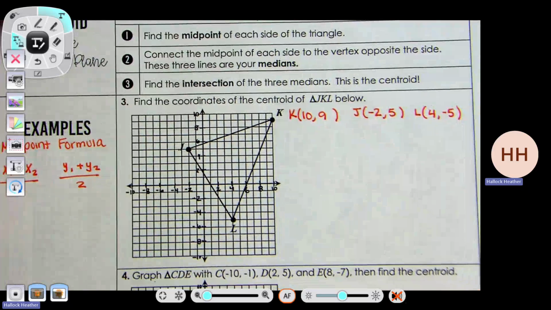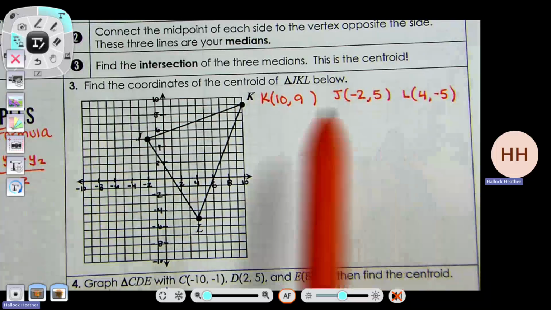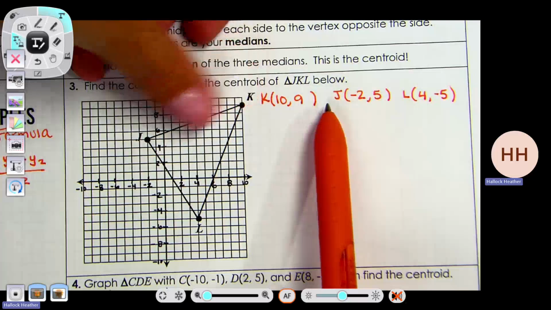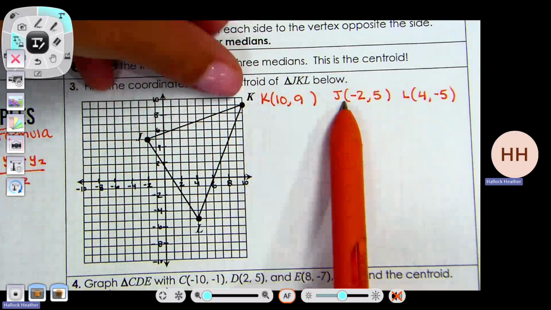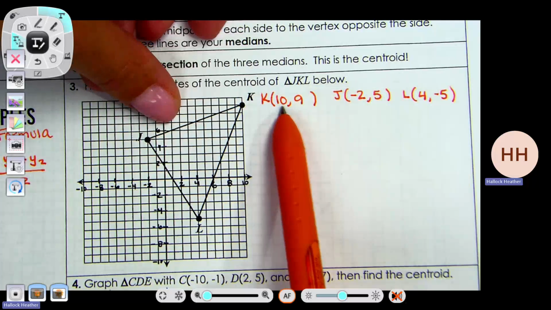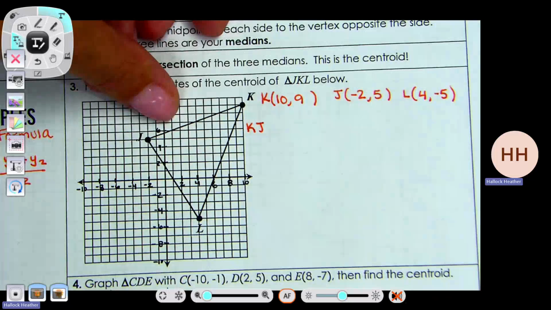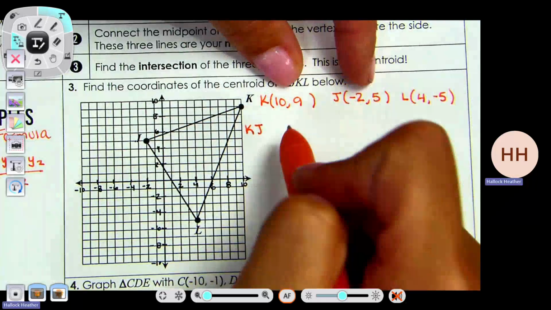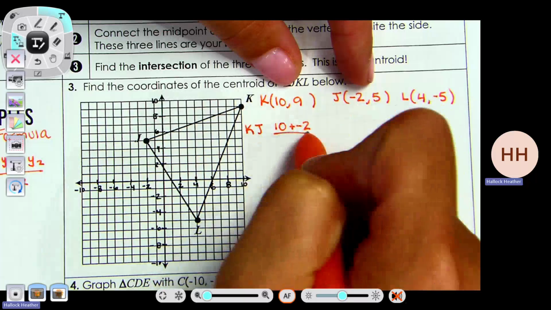So it does not matter which side you start with. I'm just going to start with the first side, like JK, because that's the first 2 I wrote, just because. So basically I need to figure out where in the middle is the midpoint of JK. So I'm going to use these 2 coordinates, J and K, to find the midpoint. So I'm going to start with writing JK or KJ. I'm going to take the x's, add them together, and divide by 2. So what are my 2 x values from J and K? 8. Yes. 10 plus negative 2 divided by 2.